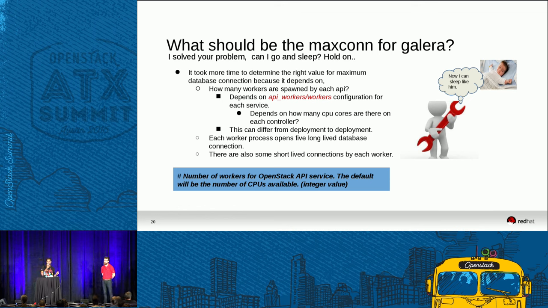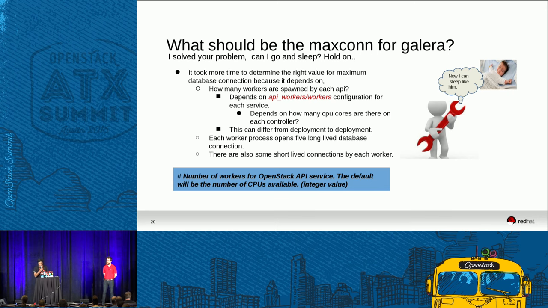This clearly depends on the workers, or API workers, or Nova OS API compute workers configuration that you make during the deployment. And we get a recommendation everywhere that the number of CPUs or number of cores that you have on your system is the optimum value for this number of workers. So let's step back. This is what you are going to see in each and every configuration file, number of workers for OpenStack API services. The default will be the number of CPUs available.